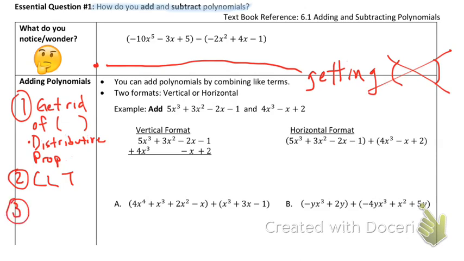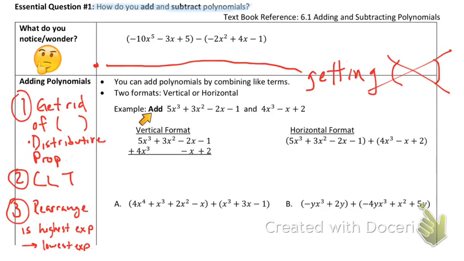the proper way to display your answer is we want to rearrange our answer in highest exponent down to the lowest exponent. Okay? And that's a proper way you want to display your answer. So if you notice, if we go back up here, we have two ways we can do adding and subtracting.